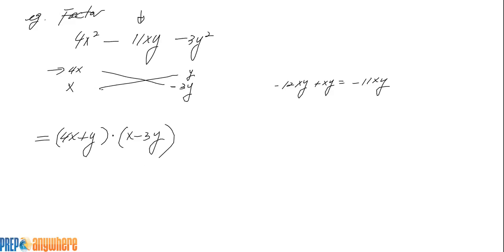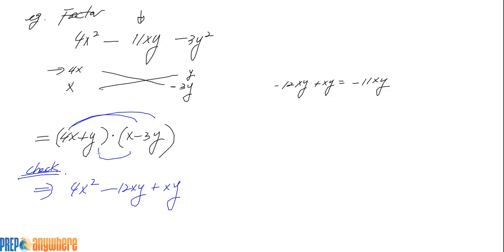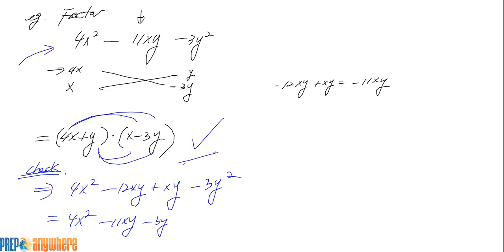Okay, you can confirm that by expanding it back, right? Let's just expand it, this is a check. You don't have to do this, but if you weren't sure if your answer was correct, just expand it. You get 4x squared minus 12xy plus xy minus 3y squared. Okay, so you get 4x squared minus 11xy minus 3y squared. That's exactly what we started with. Okay, so we know that we got it correct.